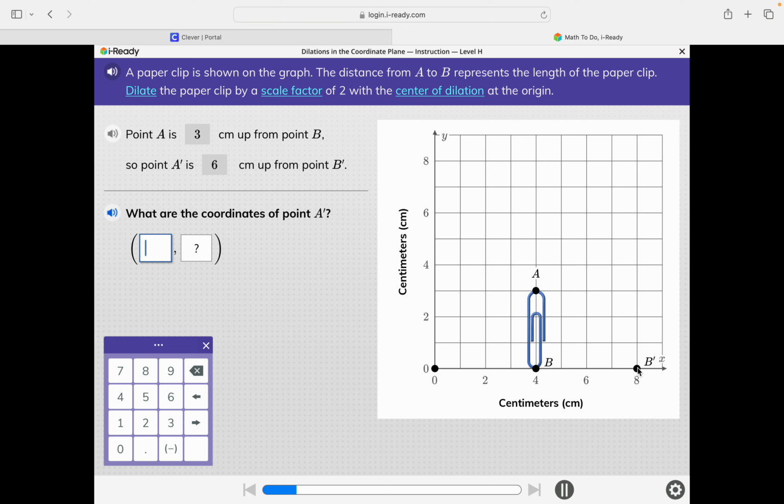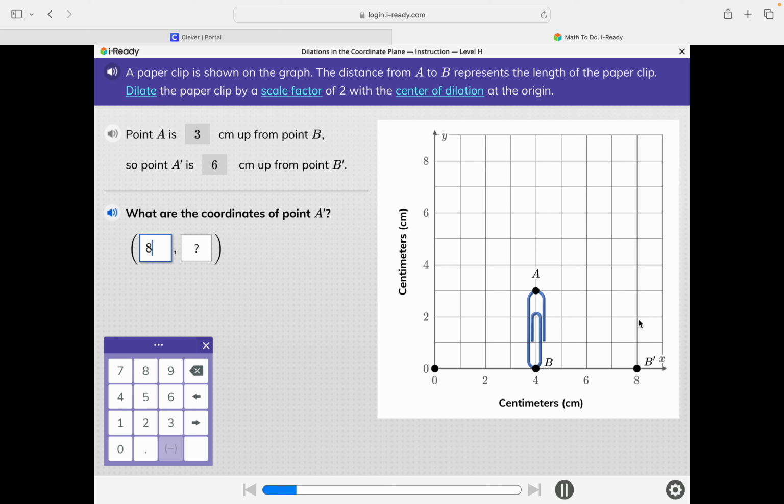Now we have to move up. First, how many times do we move in the X? 8. Write down 8. First we have to move 8, so go 8 from here: 0, 1, 2, 3, 4, 5, 6, 7, 8.